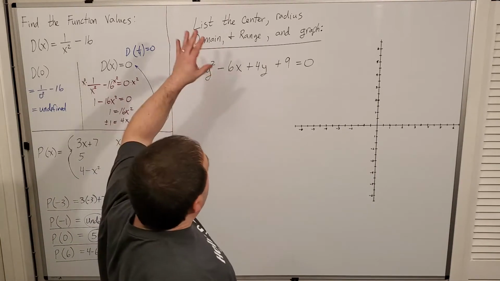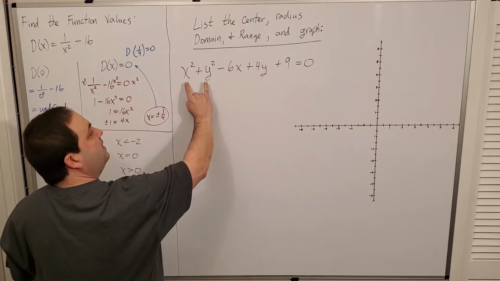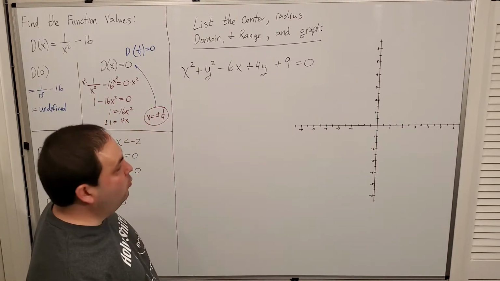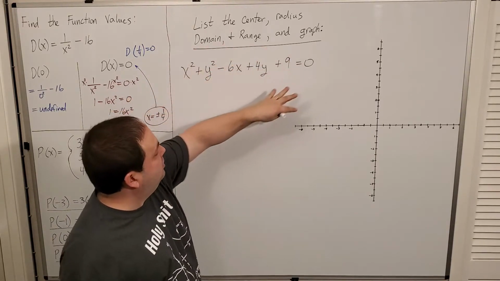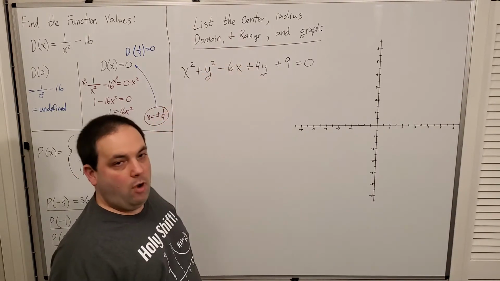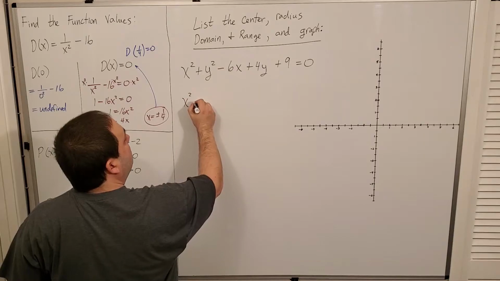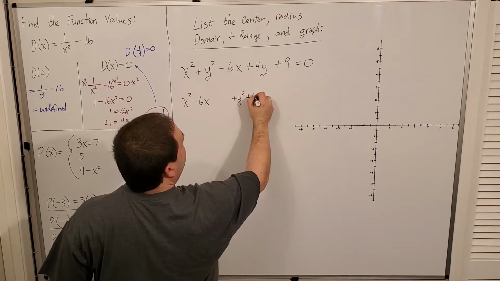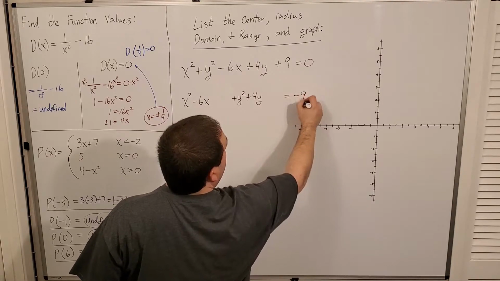Now, list the center, radius, domain, and range, and graph. You can tell this is a circle equation because it has the x squared and y squared. But it's not in the nice, pretty format where I can just read the center and radius off. Okay, so this is what I'm going to do. I'm going to rearrange this using completing the square. Then I'm going to list out all the information and graph it. Okay, so to do that, I'm going to rewrite this x squared minus 6x. I'm going to leave a little gap, plus y squared plus 4y, gap, and I'm going to subtract the 9 to the other side.